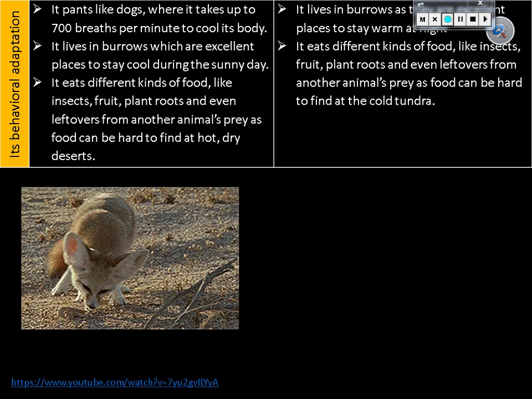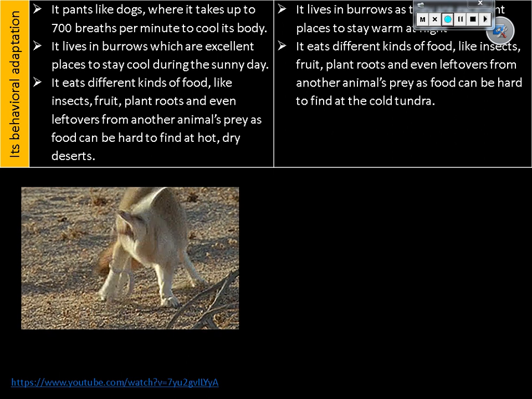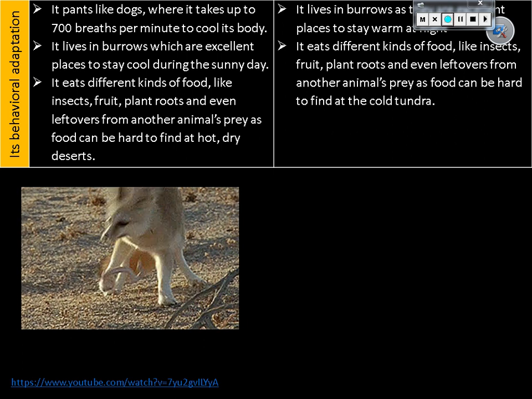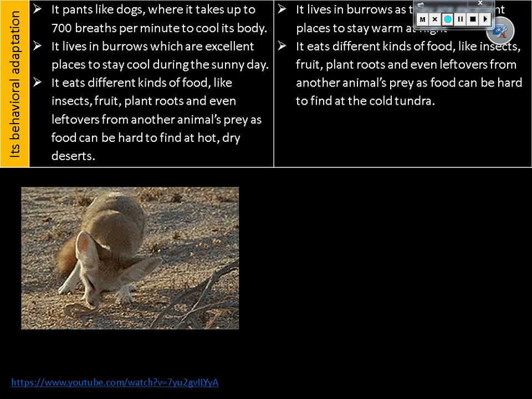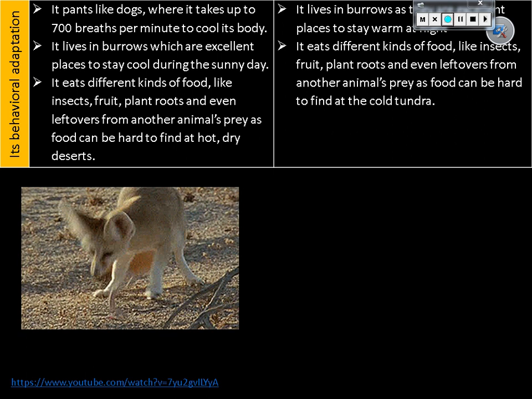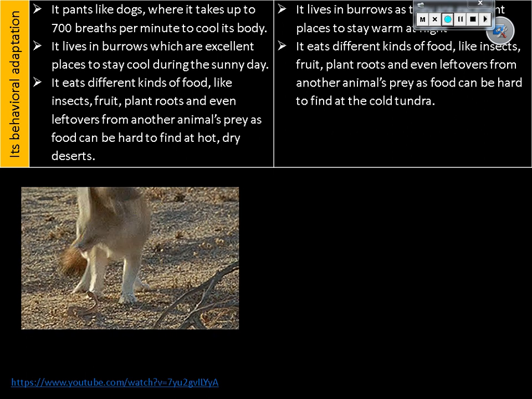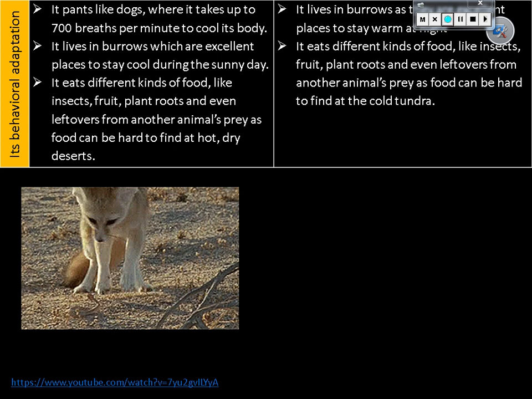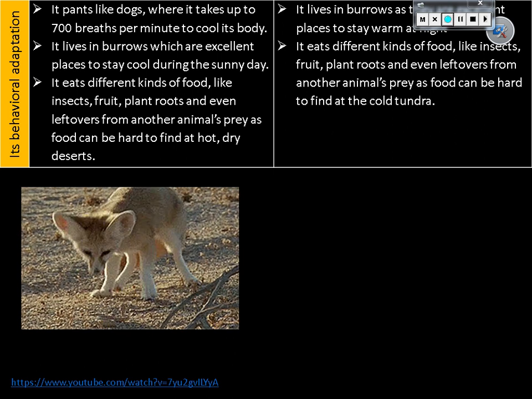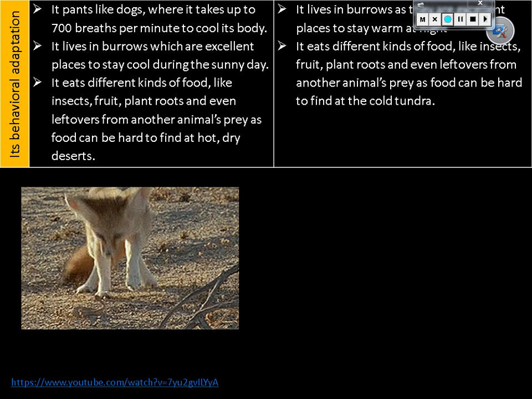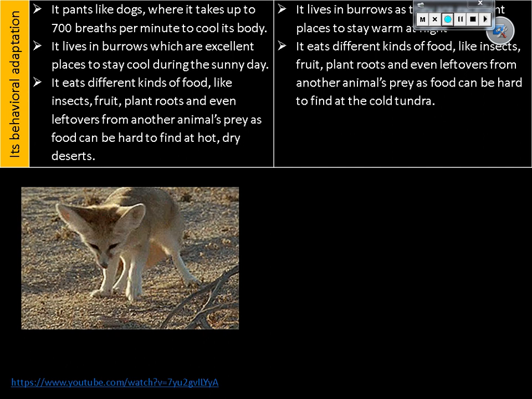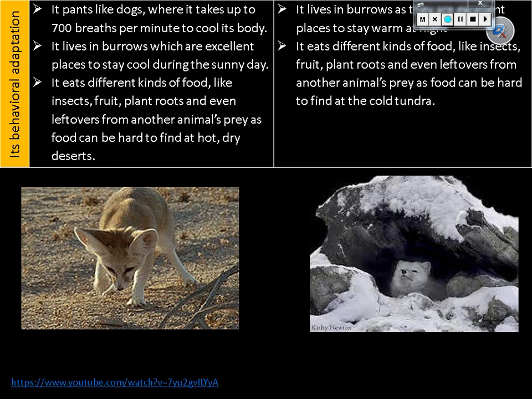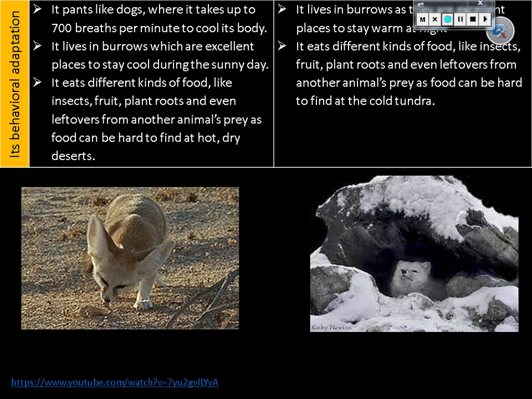But that's an act. How can this animal do this panting? It puts its tongue out of the mouth, then starts to breathe quickly like dogs. That's called panting. Also the fennec fox lives in burrows, so it can get shaded places, which are very cool, so it can protect itself from the very high temperature.